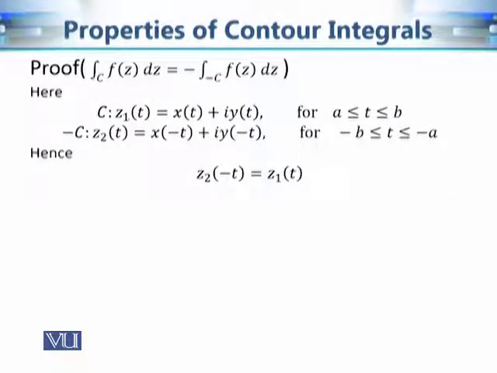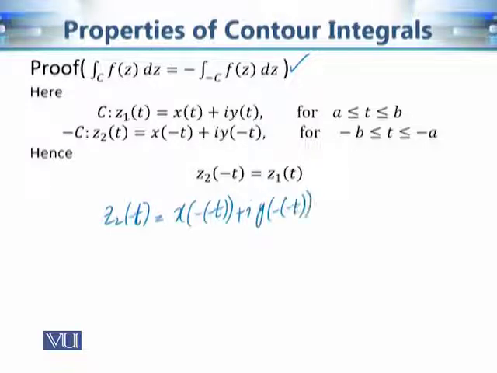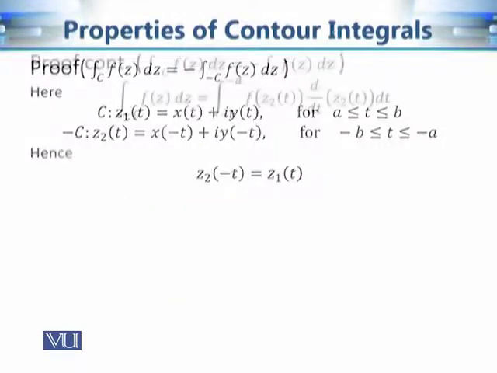Now let's see how to prove this property. Observe that if we take z2 of minus t, then this is going to be equal to z1 of t. This is a very simple thing to calculate. z2 of minus t is equal to x of minus t plus iota y of minus t, which is equal to x of t plus iota y of t, which is definitely z1 of t. So we are going to use this relation to calculate our result.